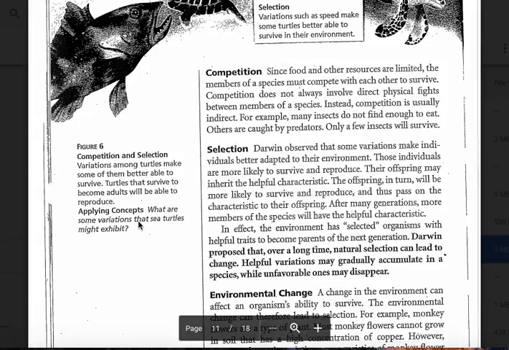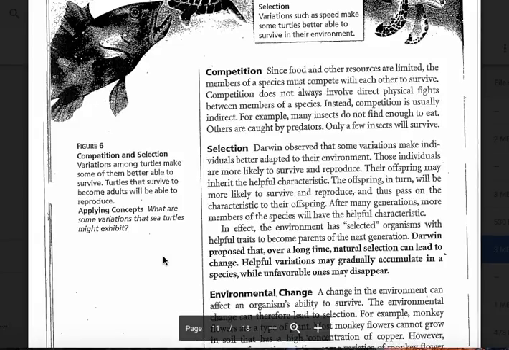Competition. Since food and other resources are limited, the members of a species must compete with each other to survive. Competition does not always involve direct physical fights between members of a species. Instead, competition is usually indirect. For example, many insects do not find enough to eat. Others are caught by predators. Only a few insects will survive.